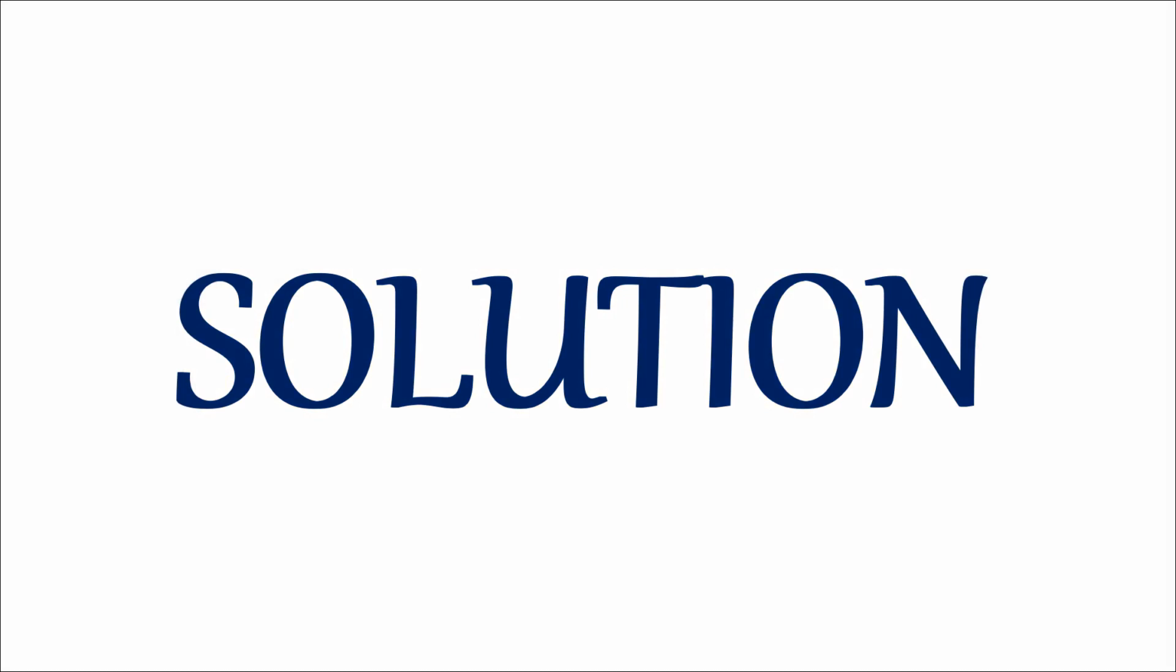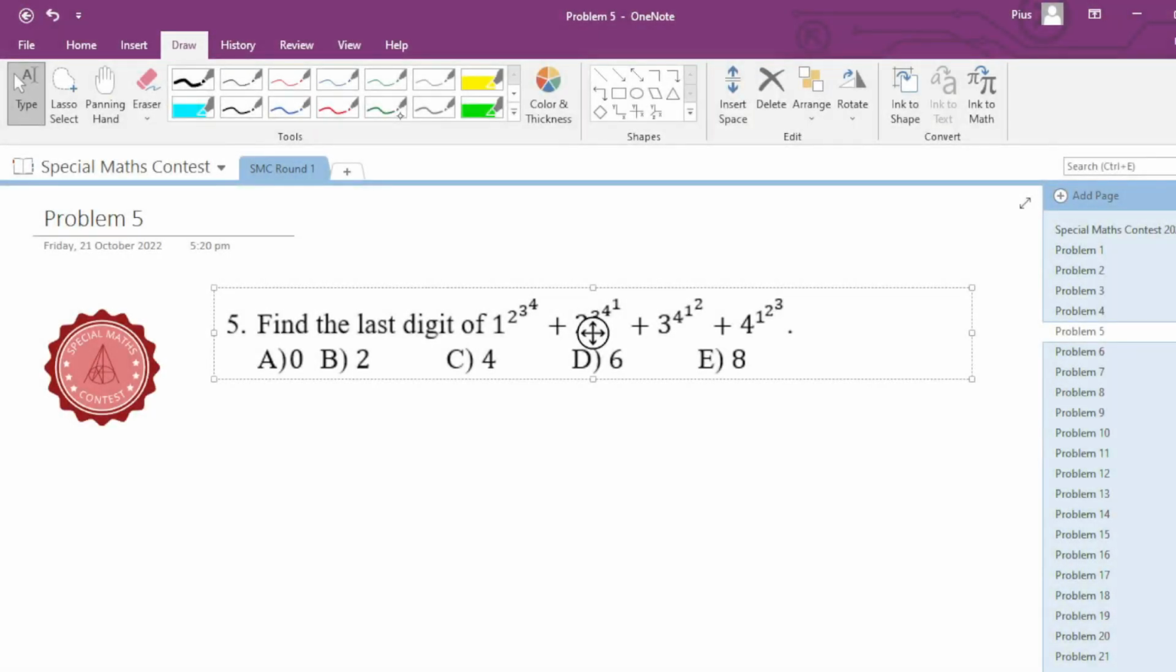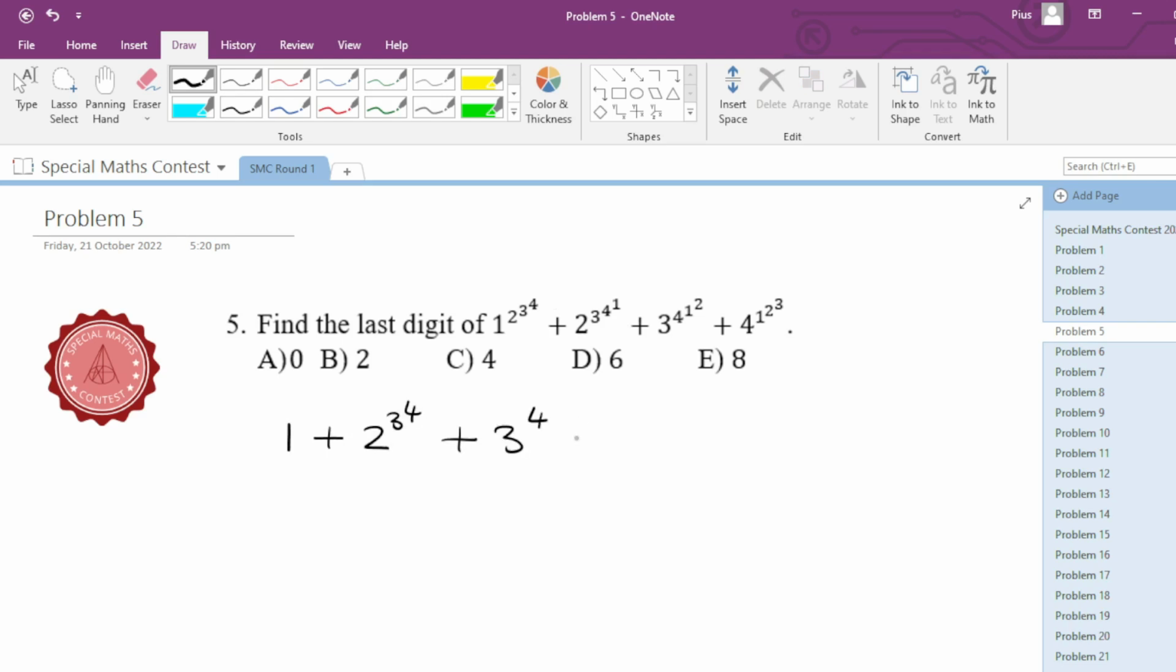In this video, we'll be looking at the solution to the just concluded Special Maths contest. For this problem, first we observe that 1 raised to the power of any integer is always 1, so that helps us to simplify a good portion of this. So the first will just be 1 plus 2 raised to the power 3 raised to the power 4 plus 3 raised to the power 4 plus 4.